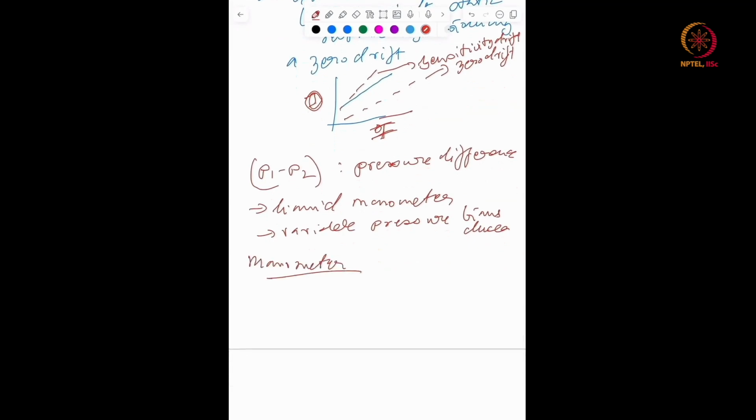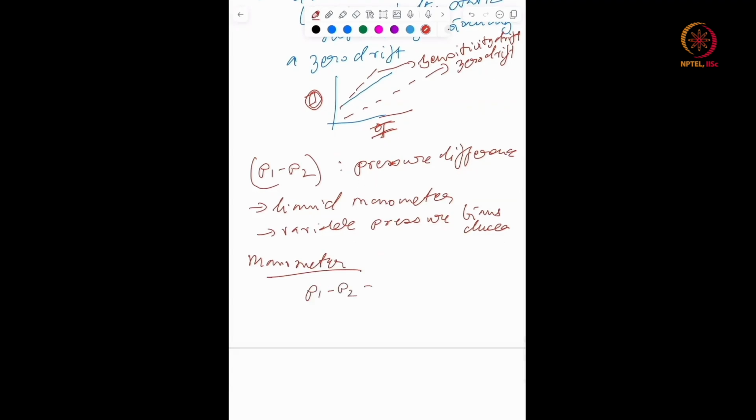A manometer is pretty simple. It is P1 minus P2 is equal to rho L into delta H. This is what the manometer will do. Here rho L is the liquid density.